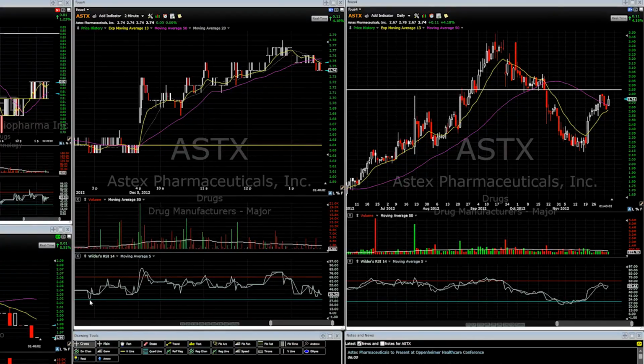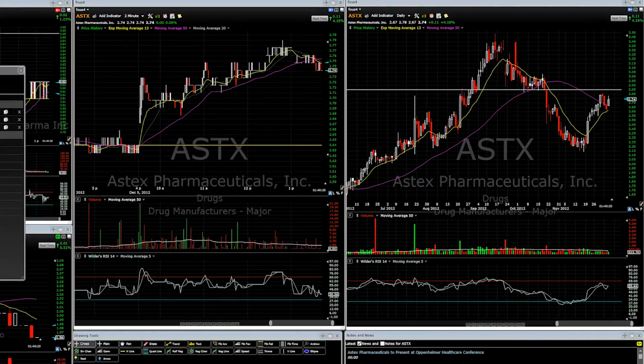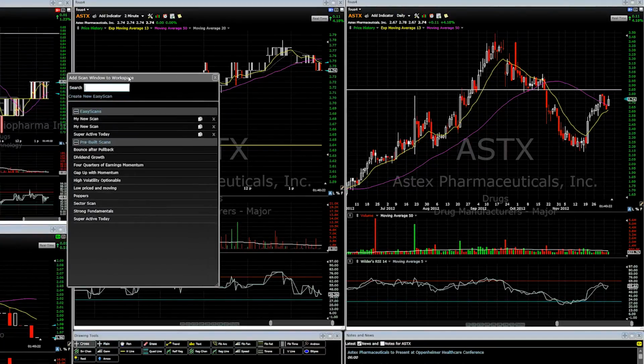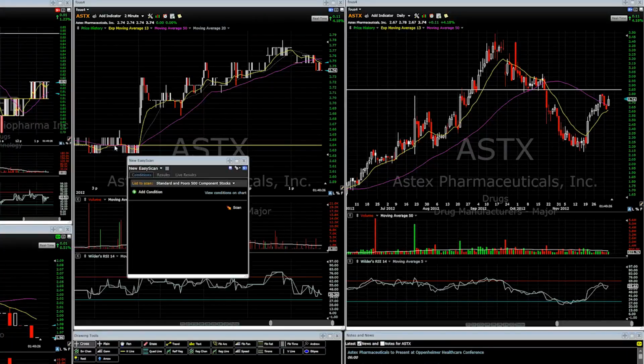So basically what I want to look at is what stocks are currently active and moving right now. To do that here in TC2000, it's very simple. You can't see it on the screen, but if you go to the far left of your TC2000 trading platform, there's a little button called Easy Scans. It's a little lightning bolt arrow. Then you're going to get this screen that pops up, and just do create new Easy Scan.